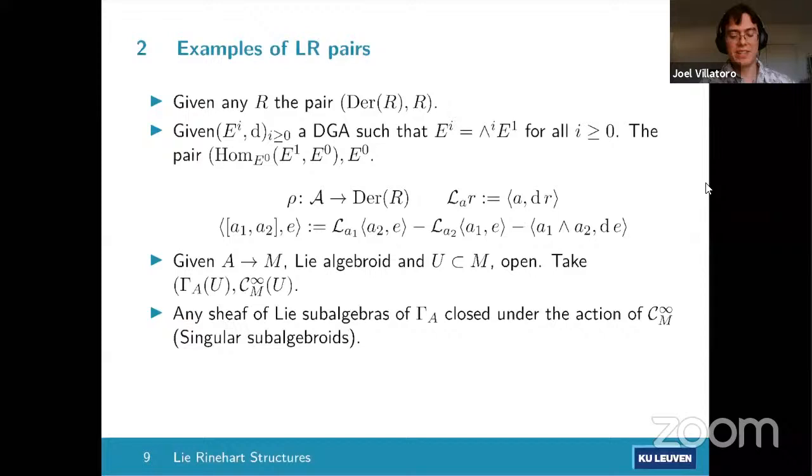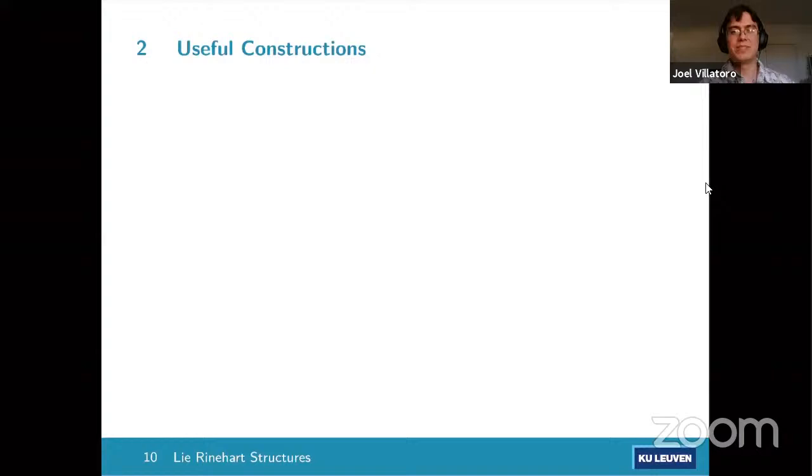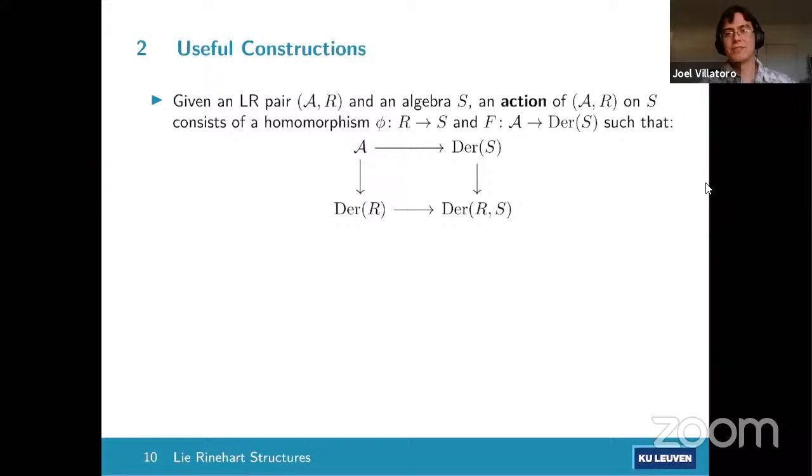Now, what are some useful constructions with Lie-Rinehart pairs? One useful construction is the notion of an action. If you have a Lie-Rinehart pair, an action corresponds to a homomorphism from your base ring to some other ring, and a Lie algebra homomorphism that makes this diagram commute. You should think of this as the analog of a Lie algebra action on a ring.